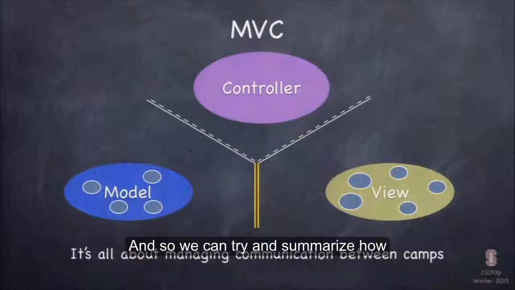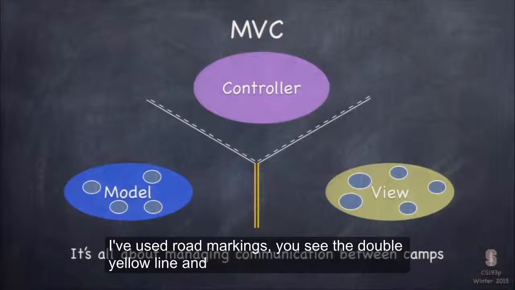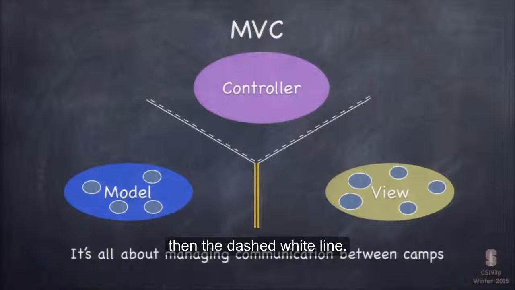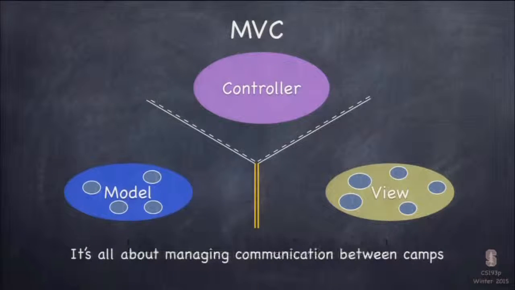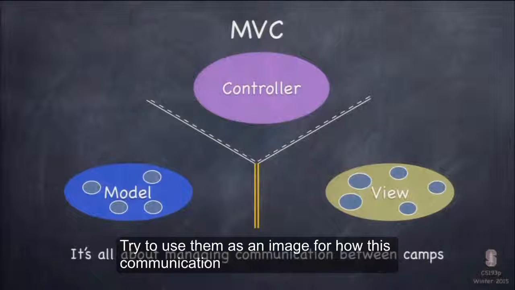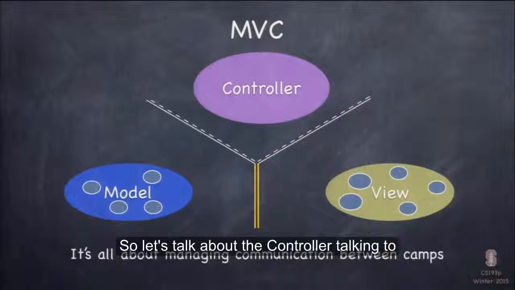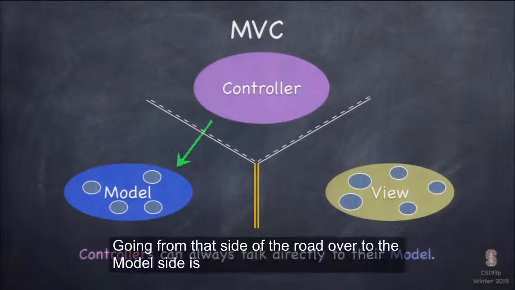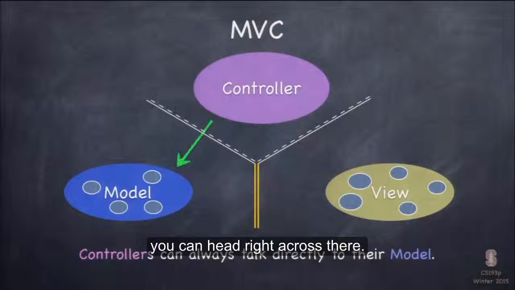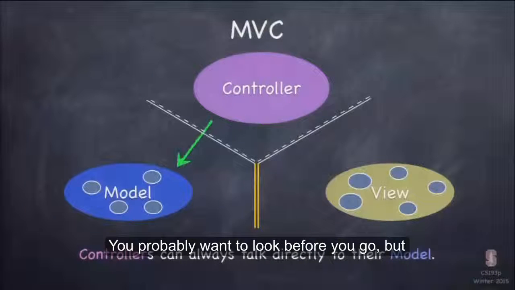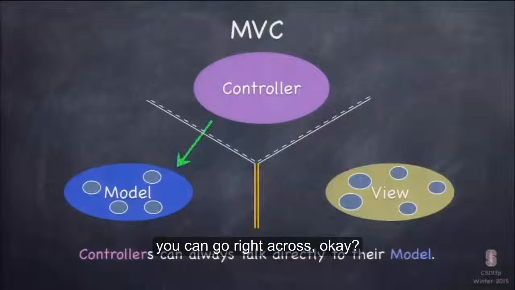I'm going to try and summarize how the communication works between these camps, and I've used road markings. You see the double yellow line and then the dashed white line. It's like you're driving in your car. Try to use them as an image for how this communication happens, where it's allowed and where it's not allowed. So let's talk about the controller talking to the model. Going from that side of the road over to the model side is a dashed white line. In other words, you can head right across there. You probably want to look before you go, but you can go right across.